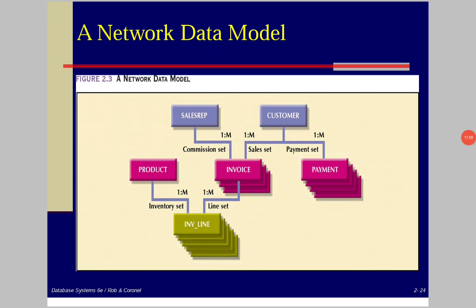So what is a network model? Sales representation, customer, invoices, product and payments. Sales representation is directly established with the invoice entity with a 1:m relationship. Customers have a relationship with invoice and payment systems with 1:m only. And product again creates a 1:m relationship with the invoice line. So this is the basic simple example of a network model.